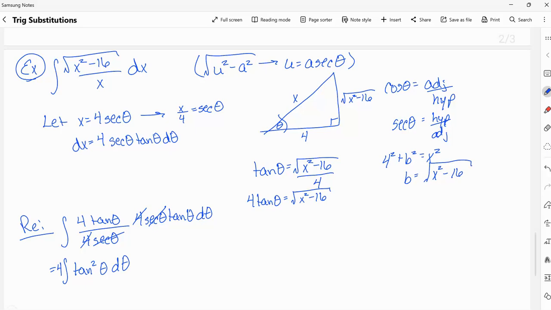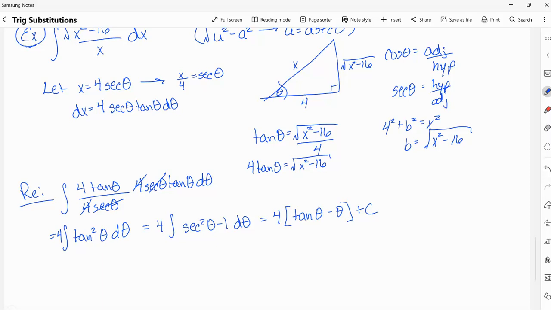Can't integrate tangent squared, but we could do a substitution. We know the Pythagorean identity there. Tangent squared is the same thing as secant squared of theta minus 1. We're integrating with respect to theta. And that is something we can integrate. The integral of secant squared is tangent. And when I integrate that 1, I'm going to get theta because I'm integrating with respect to theta there. And then we're going to have plus c on the end. I'm going to go ahead and distribute that 4 through.